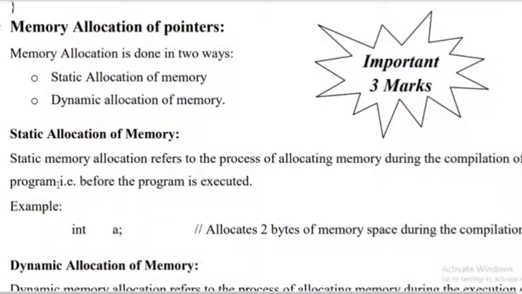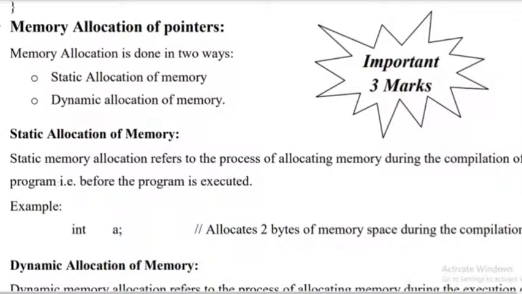Static memory allocation refers to the process of allocating some memory space for the variable at the time of compilation, that is, before the program is executed. In this we are not executing the program. Before that, we allocate some memory space for the variable. That is static in nature. So static allocation of memory is done before the program execution.